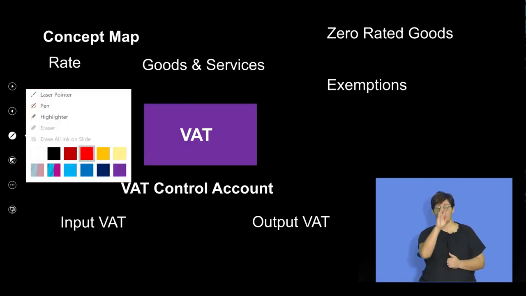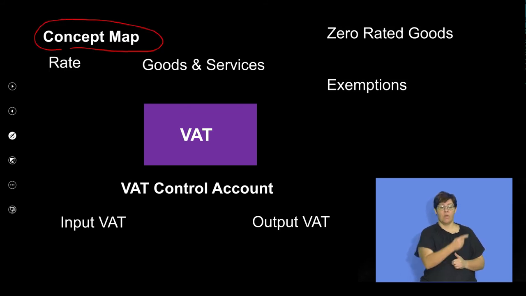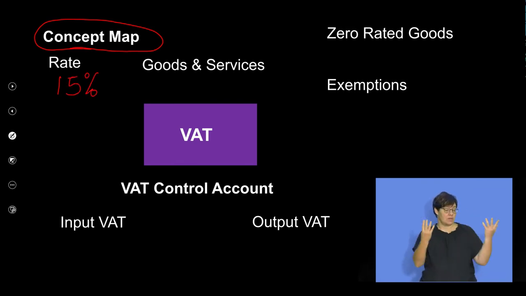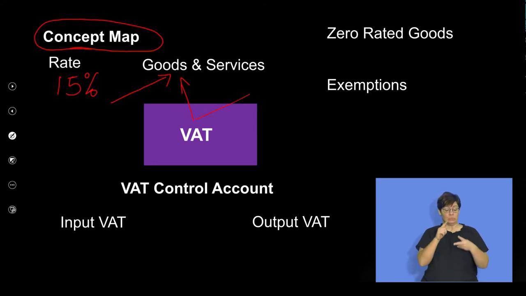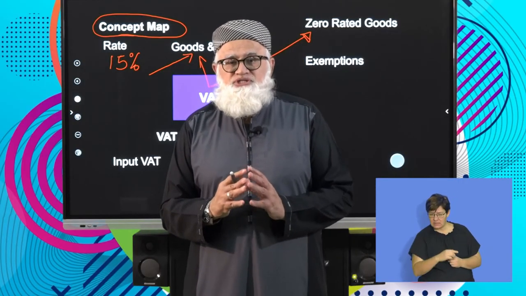Remember what we said? In terms of all the concepts that you need to know about VAT, number one, recap: our rate is at 15%. The goods and services that we have here are all subjected to VAT with the exception of zero-rated items. Okay, let's go through zero-rated items. What do we know about zero-rated items?